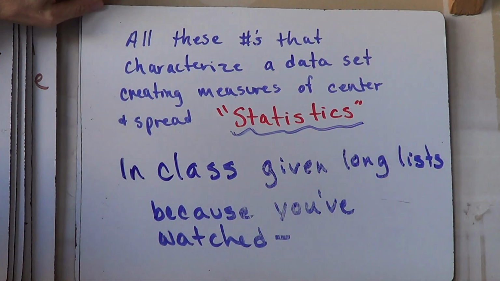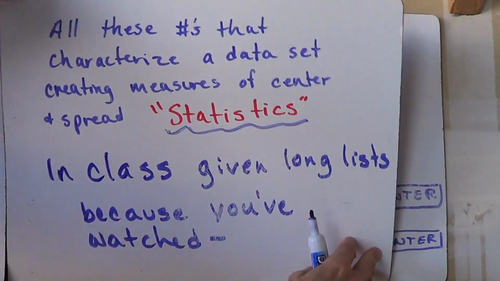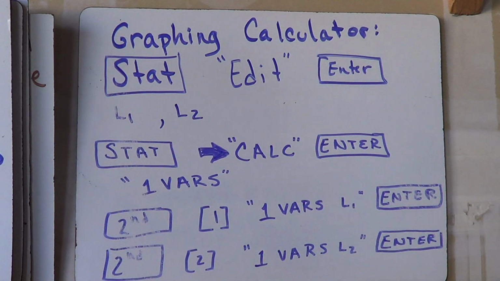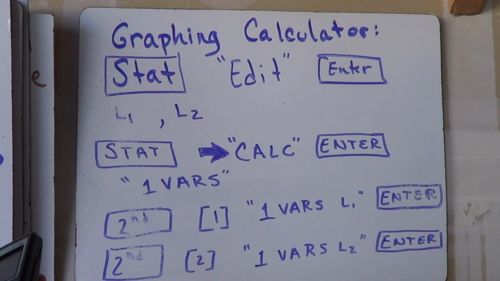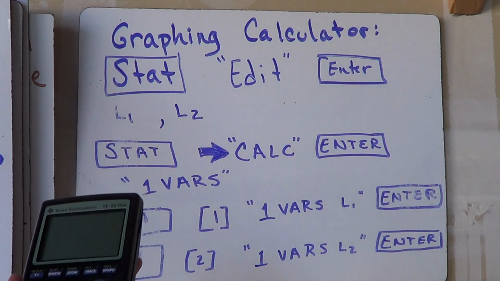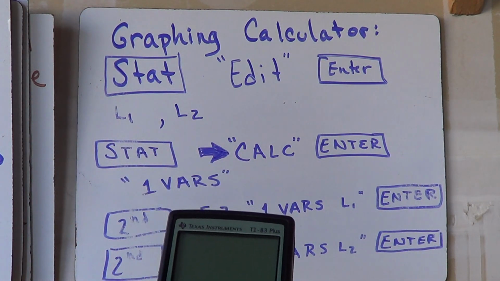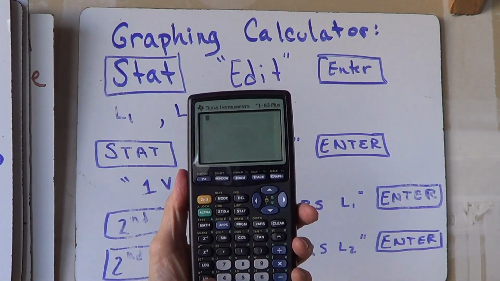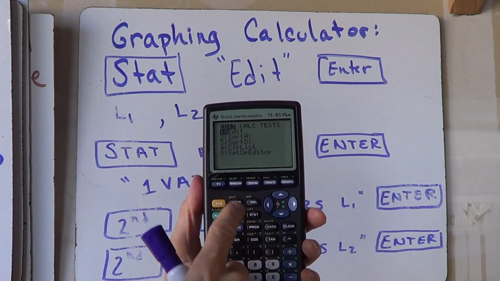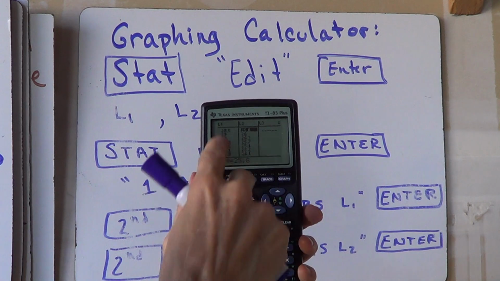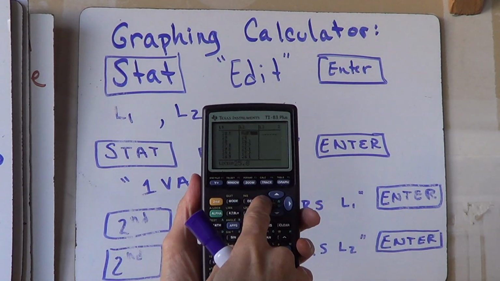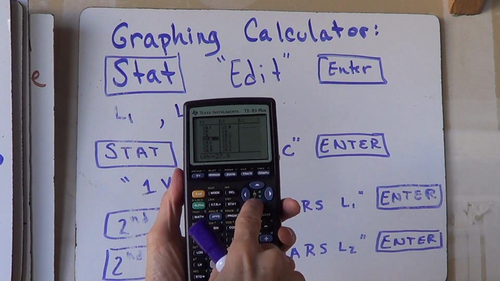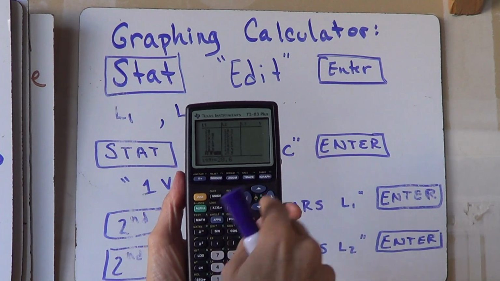In class, you'll be given long lists. Because you've watched this, I'll tell you, with those long lists, it's a little bit easier if you use a calculator. Let me show you this. When I give you a long list to figure out anything statistical, you can turn it on and then go to Stat, Edit. Just enter right there. And right here you can see L1. Go over and you just begin typing in your list, and just hit enter after each amount that you want to put in.